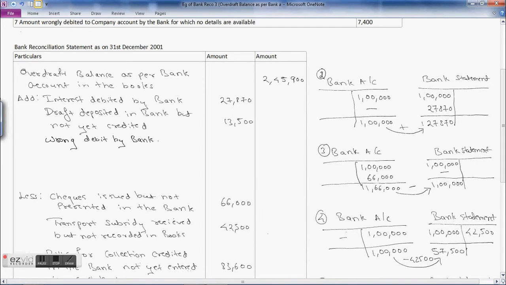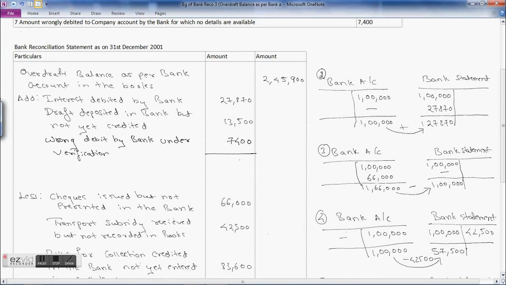In addition, we'll put it as wrong debit by the bank under verification. So the bank is verifying it, and as soon as it verifies and understands that it's not related to our company, it will reverse that amount. That is 7,400. So that's it about all the bank statement and bank reconciliation statement.